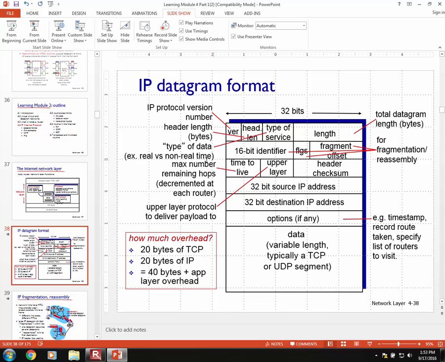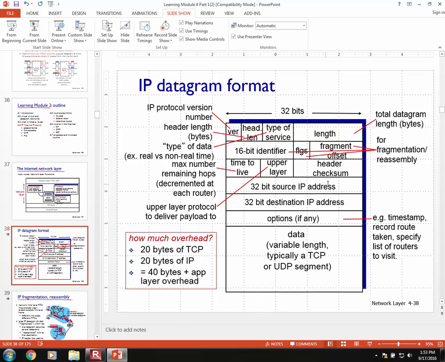We have a maximum number of remaining hops, which is used in routing, and this gets changed every time a packet makes it through a router, so we don't have packets that stay on the network forever. We'll get to that later on as well. We have a designation for the upper layer protocol to deliver a payload to. We'll see an example of this in the Wireshark lab.